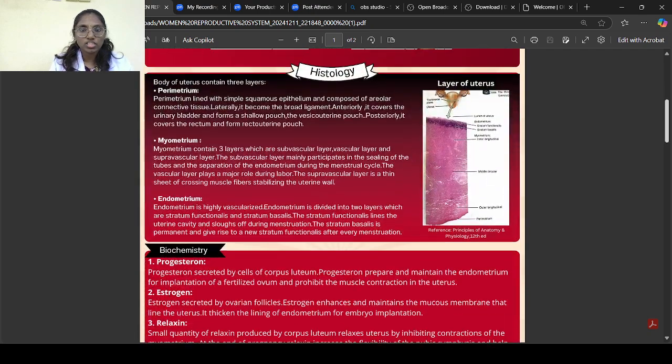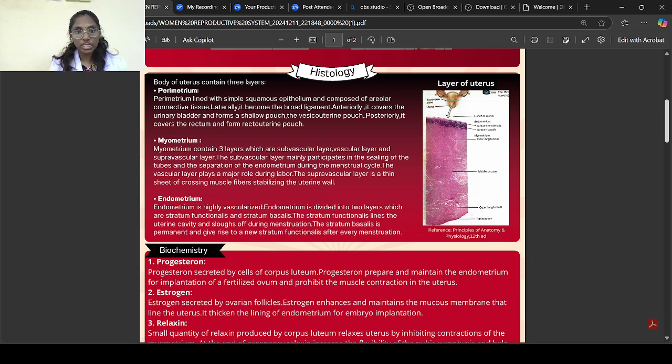Okay, next let's see the histology of the uterus. We are particularly going to talk about the body of the uterus, which contains three layers: perimetrium, myometrium, endometrium. The perimetrium is lined with a simple squamous epithelium and composed of areolar connective tissue. Laterally, it becomes the broad ligament. Anteriorly, it covers the urinary bladder and forms a shallow pouch, the vesico-uterine pouch. Posteriorly, it covers the rectum and forms the recto-uterine pouch.